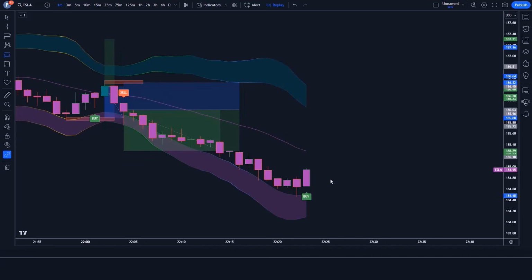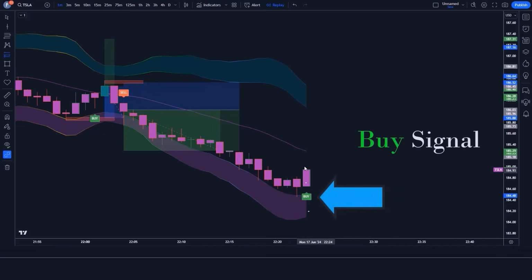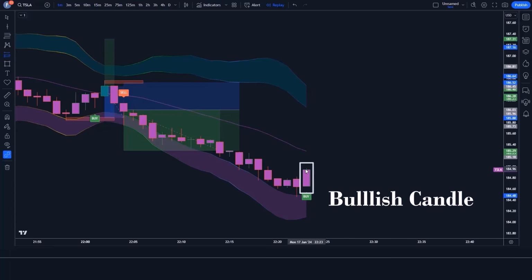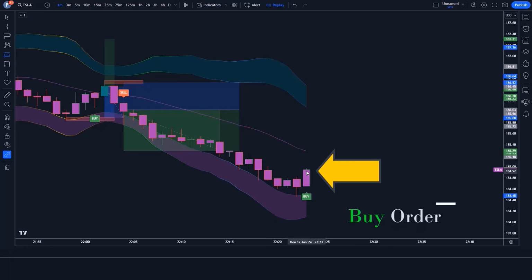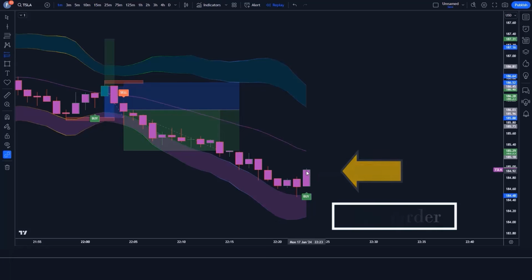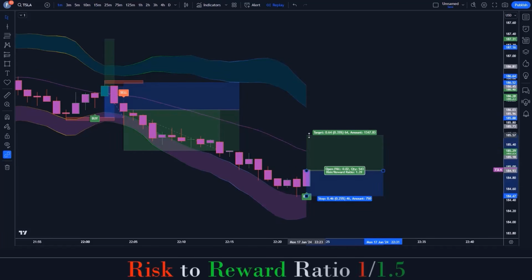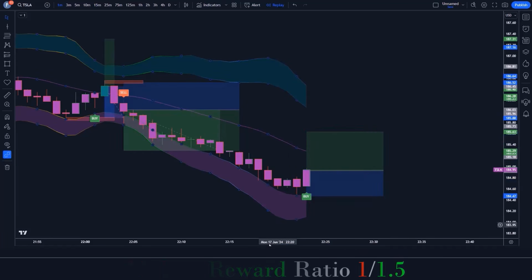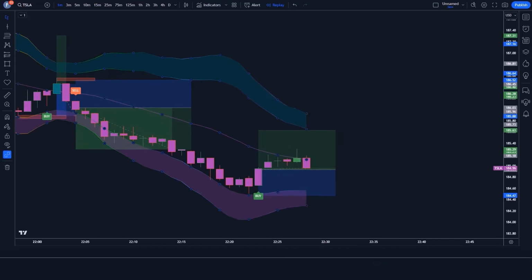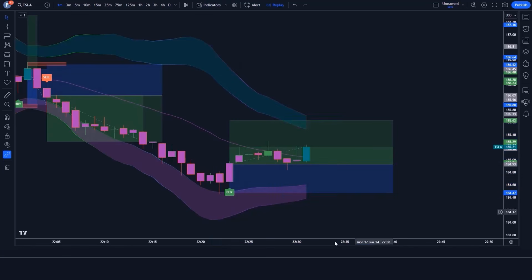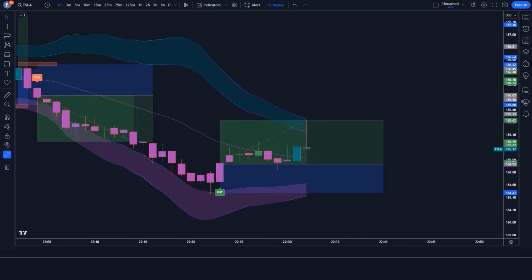We have got the signal. When the community algo indicator gives us a buy signal, here the market has made a bullish candle to give confirmation. So all our conditions are being fulfilled, so we are placing an order to buy. Our stop loss is to be placed at the previous low of the market, and the risk to reward ratio will be 1:1.5. Let's see what happens to our trade. Our trade is running in profit. We have won the trade.